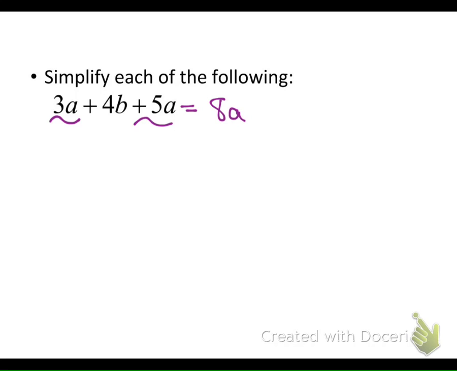Now, what did we not have? 4B. So what's the sign in front of the 4B? Positive, plus. So it's going to be plus 4B. And that's your final answer. Good. Yep, you're going to box it.